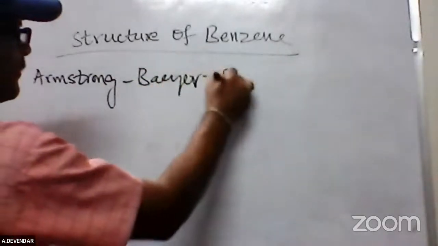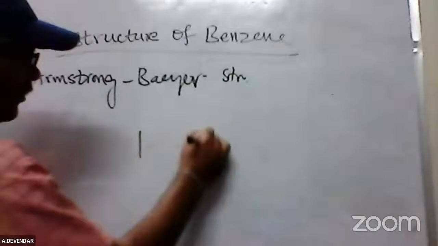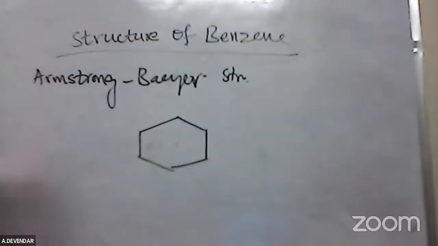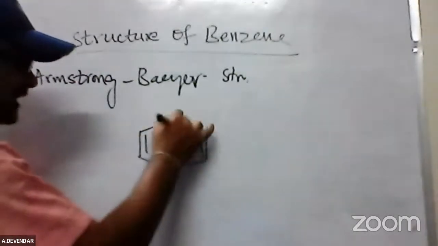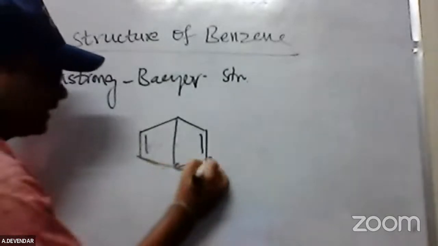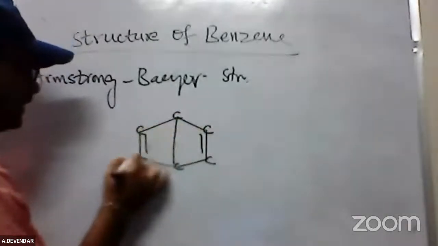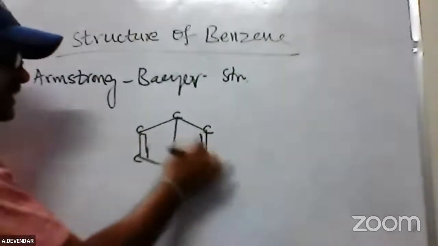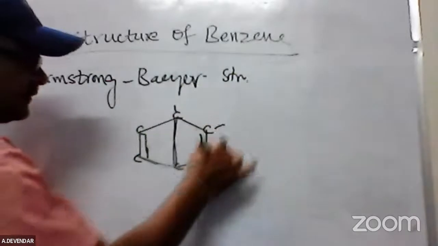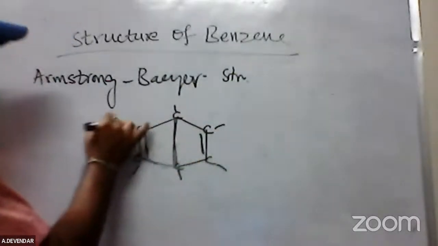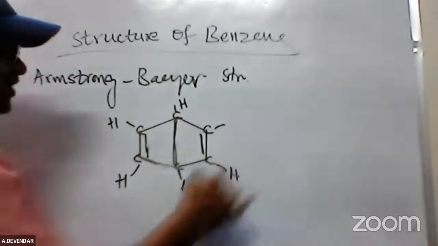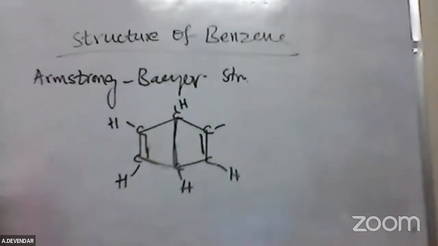They have a hexagonal ring structure like this. This hexagonal ring structure has a bond present. See, this is a carbon, this is a carbon, this is a carbon, carbon, carbon. Here there is a double bond between this carbon and this carbon. And also the hydrogens are replaced like that. Bayer and Armstrong explained the structure.